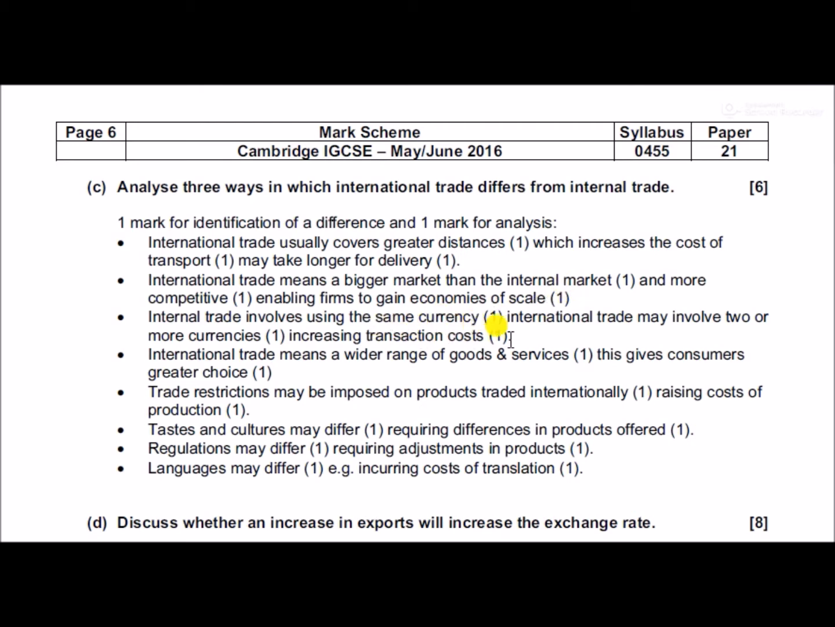Internal trade involves using the same currency. International trade involves different currencies. That's a good point to make. International trade means a wider range of goods and services. Trade restrictions may be imposed in international trade, not in internal trade. Tastes and cultures may differ, regulations differ, languages differ. So lots of differences there between internal or domestic trade and international, global trade.